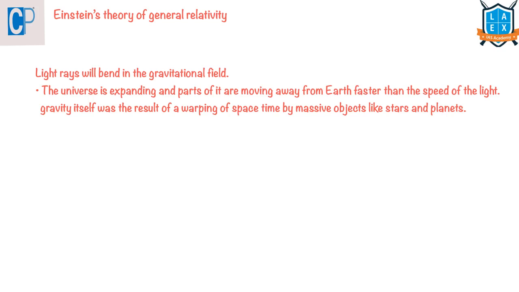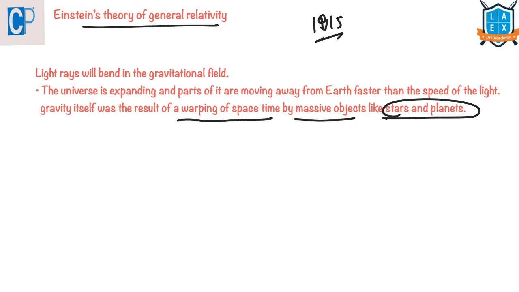The next article is Einstein's theory of general relativity. In 1915, Albert Einstein presented his theory of general relativity, and this proposed that gravity is the result of warping of space-time by massive objects like stars and planets. This theory of relativity indicates that all objects will fall the same way regardless of their mass or composition.